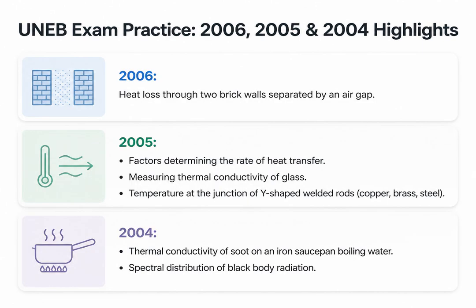Finally, let's review the highlights from 2006, 2005, and 2004. 2006 featured a composite wall problem with an air gap, asking students to compare heat loss through the air gap versus a solid brick wall. 2005 asked for an experiment to measure the thermal conductivity of glass and included a complex problem involving Y-shaped welded rods of copper, brass, and steel, requiring students to find the junction temperature. 2004 brought back the soot-coated saucepan problem, asking students to calculate the thermal conductivity of the soot based on the rate at which water boiled away.